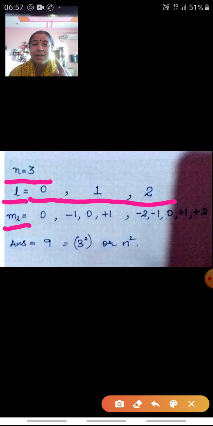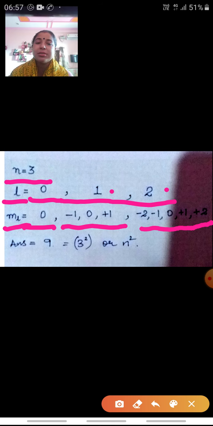Now see the solution for this. I hope you all are able to see this. Now n is equal to 3. That means the value of principal quantum number is 3. The value of azimuthal quantum number will be equal to 0, 1 and 2. So magnetic quantum number, that is actually telling you about the number of orbitals, will be, for L equal to 0, ml is equal to 0. For L equal to 1, ml is equal to -1, 0 and +1. For L equal to 2, it will be -2, -1, 0, +1 and +2.